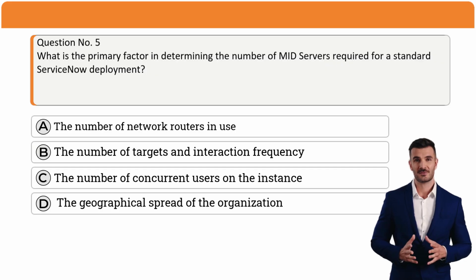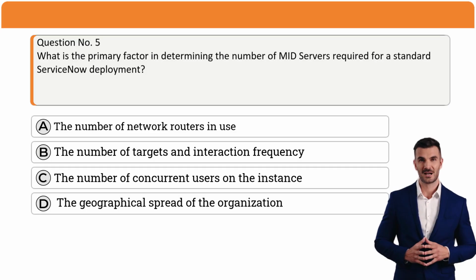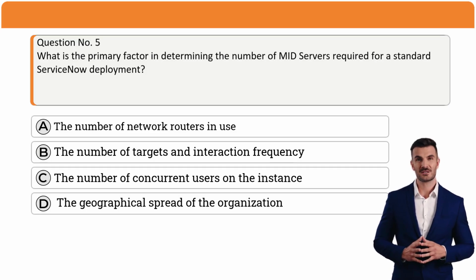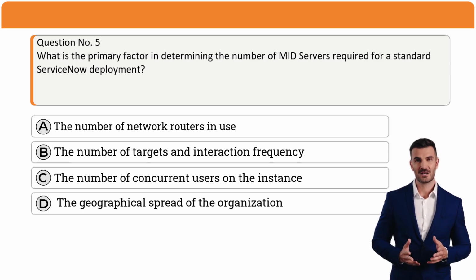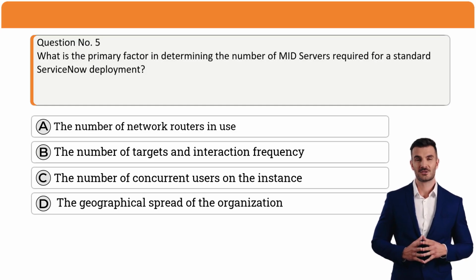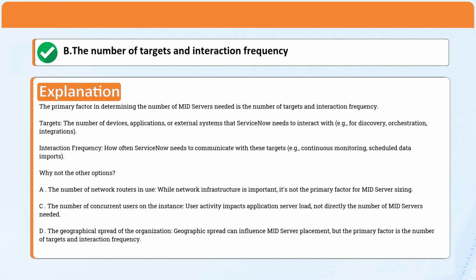Question number 5. What is the primary factor in determining the number of MID servers required for a standard ServiceNow deployment? A. The number of network routers in use. B. The number of targets and interaction frequency. C. The number of concurrent users on the instance. D. The geographical spread of the organization. Correct answer. B. The number of targets and interaction frequency.